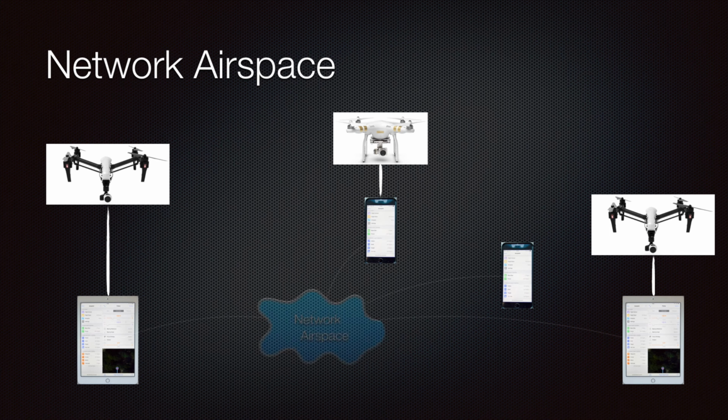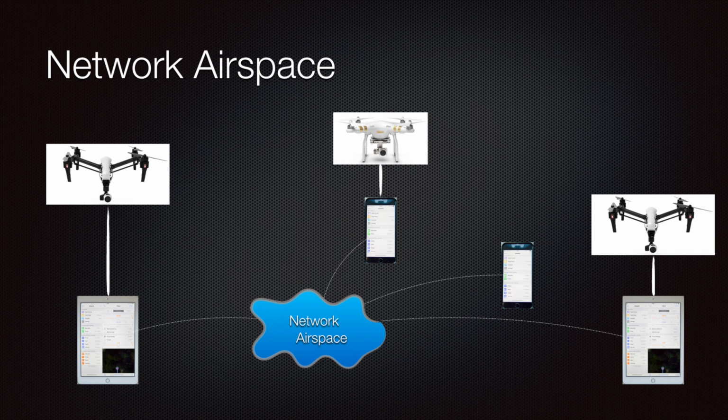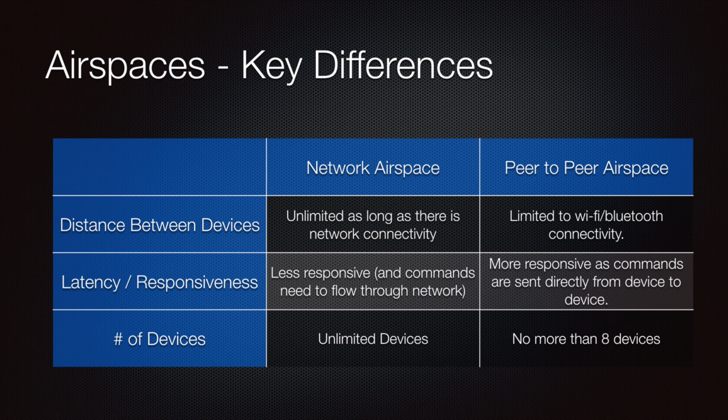In a network airspace, your devices are connected through a network-based dedicated server. The benefit is that there are no limitations on the distance between devices, but you may have higher latency. Here's a quick chart summarizing the key differences between the types of airspaces. Remember, when I say distance between devices, I'm talking about the iOS devices, not the quadcopters.